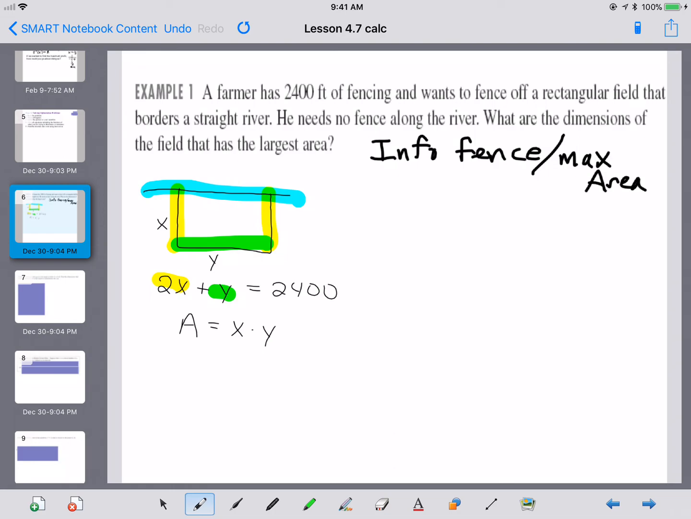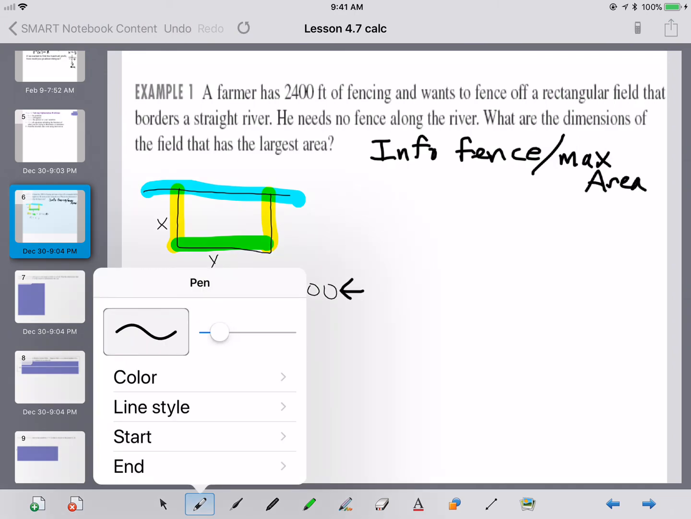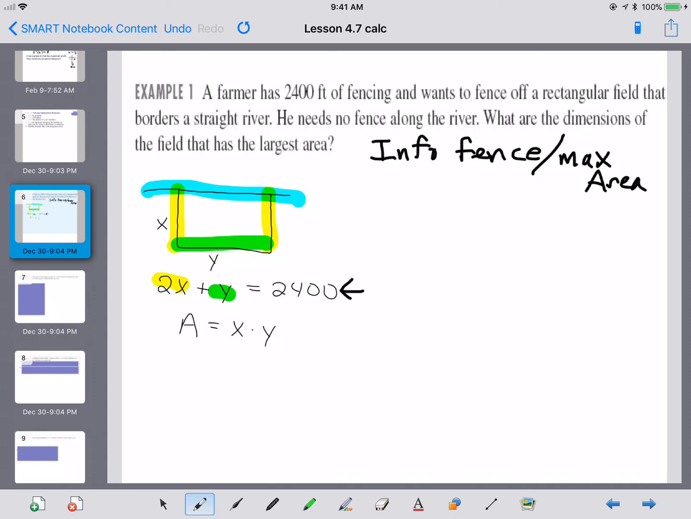Now, just like in related rates, we would only like to have to differentiate with one variable in mind. So let's rearrange our fence information at this time and make it so that we can only use one variable. If you think about that equation, that's the same as y equals 2,400 minus 2x. Then we can stick that into our area equation.